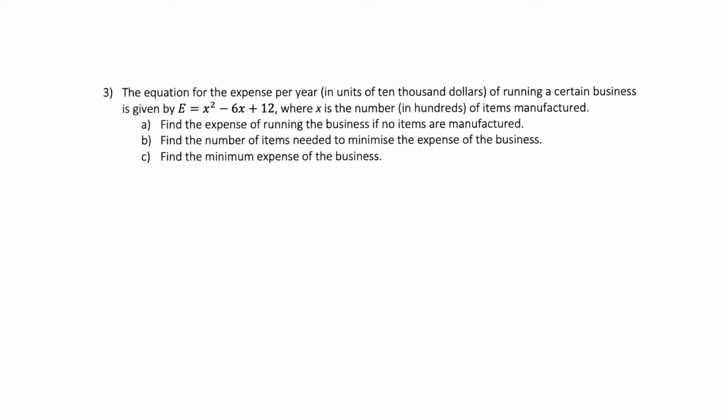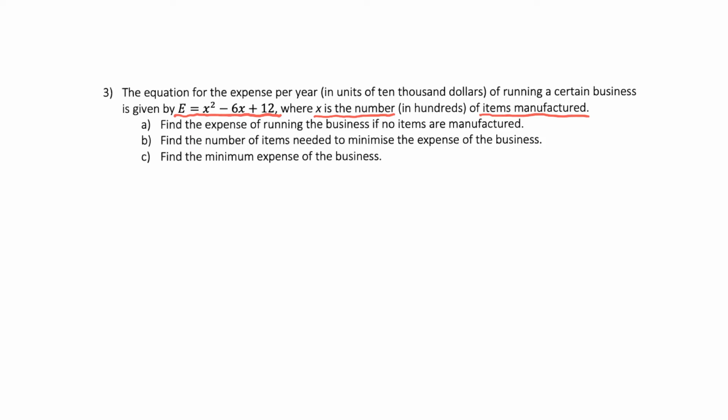Okay, so for this example, we have the equation for the expense per year given to us. And it is in tens of thousands of dollars to run a certain business model. All right, now here is our equation for the expense. E is equal to x squared minus 6x plus 12. So it is a very simple parabolic model. Now it tells us where x is the number in hundreds of items manufactured.